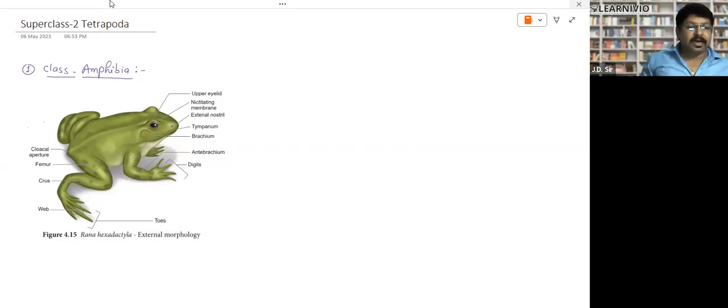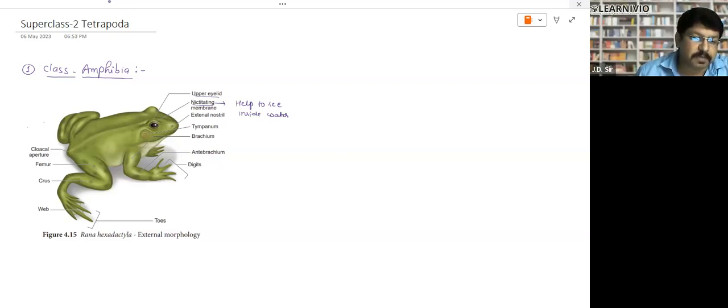There are two eyelids, the upper eyelid and the nictitating membrane. Whenever you swim in the swimming pool, you use special goggles. This nictitating membrane works like goggles. When they go inside the water, they make a cover over their eye with a transparent membrane, which protects their eyes from water and lets them see inside the water, right? And the upper eyelid is closed when they are on the ground.